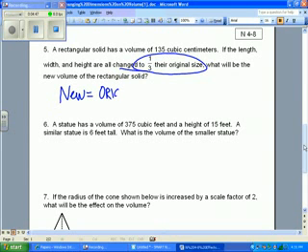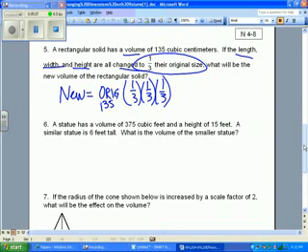So I could do it this way that I like doing this. New is original times your change. Well, we are talking volume. All the dimensions are changing: the length, the width, and the height. So I'm having 3 dimensions of change, and my original was 135. So I would multiply 135 times a third times a third times a third, and that's how I would come out with my answer.